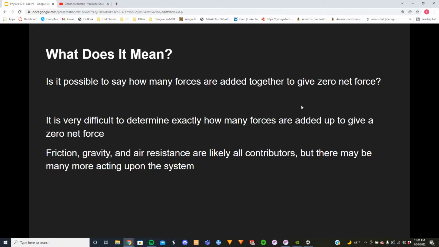It is actually very difficult to determine exactly how many forces are being added up to give a zero net force. Friction, gravity, and air resistance are all likely contributing factors, but there may be many more that we don't know about in the particular scenario. Additionally, identifying how much of a contribution each force has is also very difficult. For instance, friction might be a very significant factor, or it could be very minuscule.